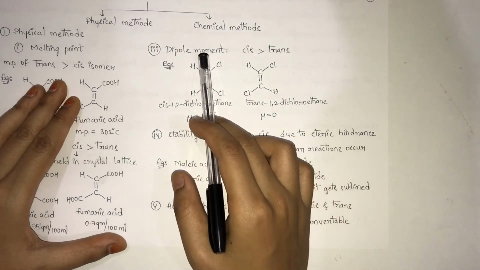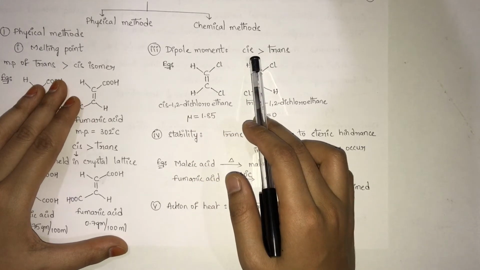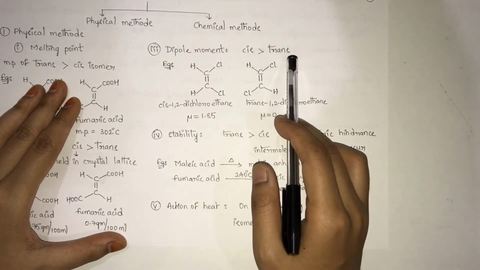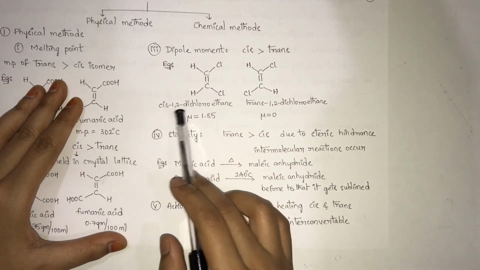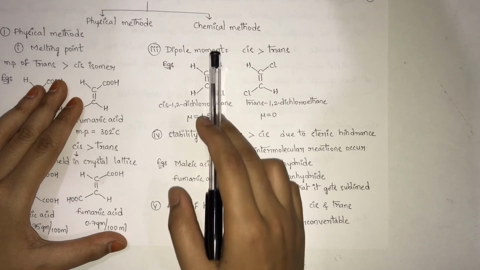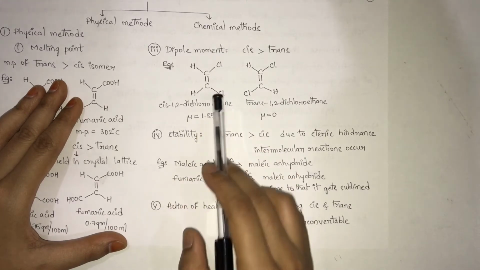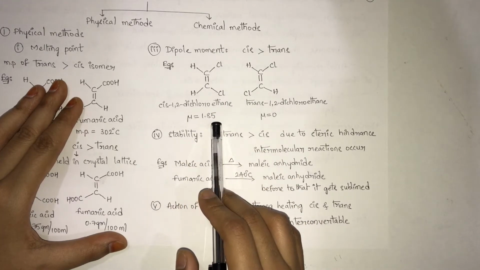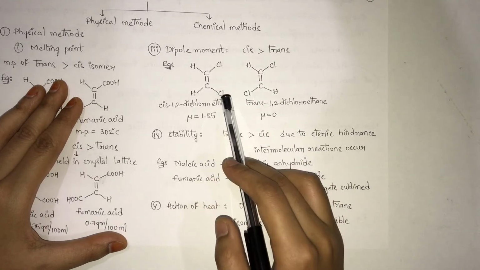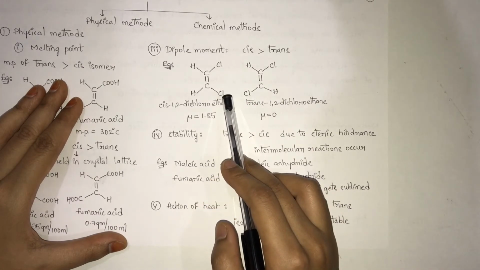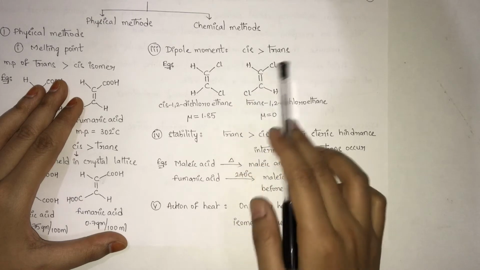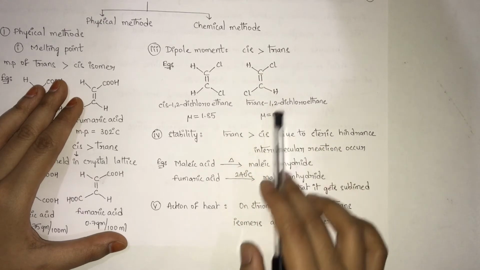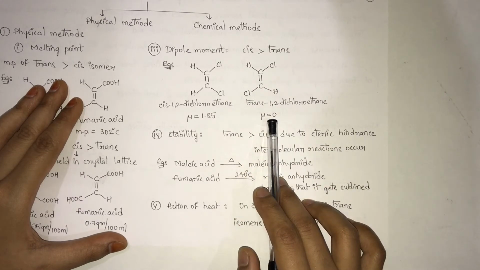Third one, dipole moment, where the dipole moment of cis isomer is greater than that of trans isomer. Coming to the example, cis 1,2-dichloroethene, where both chlorines are on the same side, the dipole moment is 1.85. Why? Because both the electronegative atoms are on the same side, so it makes the molecule more polar. When we see the trans configuration, there is no polarity, so the dipole moment is 0.